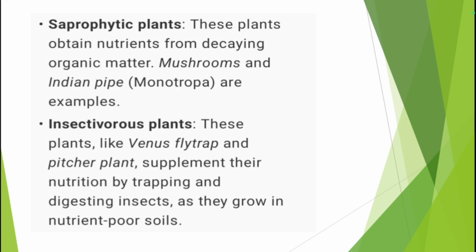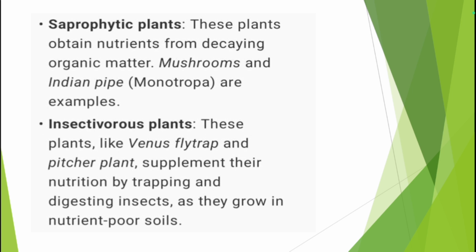And Indian pine, which is monotropa. I hope you are familiar with it. Then, insectivorous plants. These type of plants usually have a mechanism to trap the insects and derive their nutrition from them. Okay. However, the insectivorous plants' requirements are not fulfilled by insects alone.